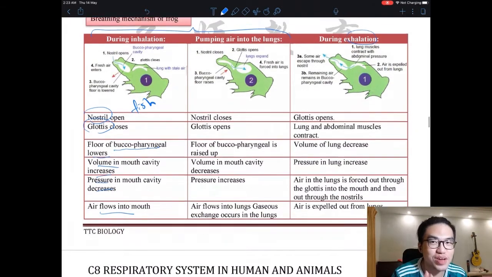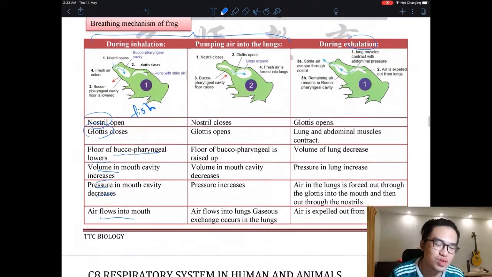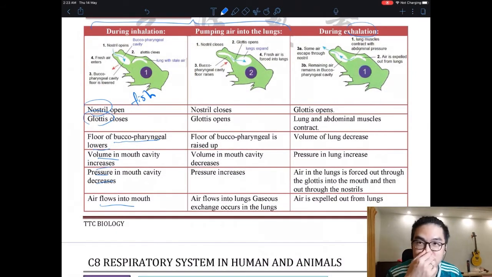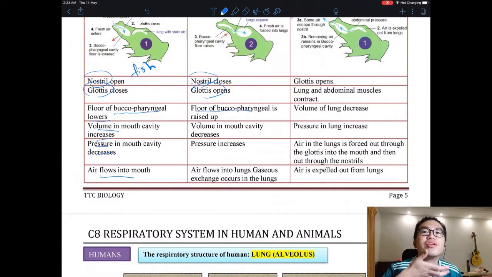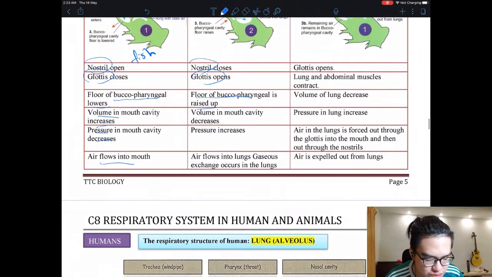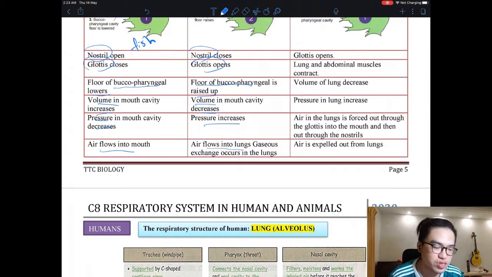Now the second one is a bit confusing. Now I want to push air into the lungs. So the nostril closes, because I don't want to push air out. The glottis opens, because I want to push air into my lungs. So the floor raises up to push air into the lungs. Volume decreases, pressure increases. Air flows into the lungs for gaseous exchange.